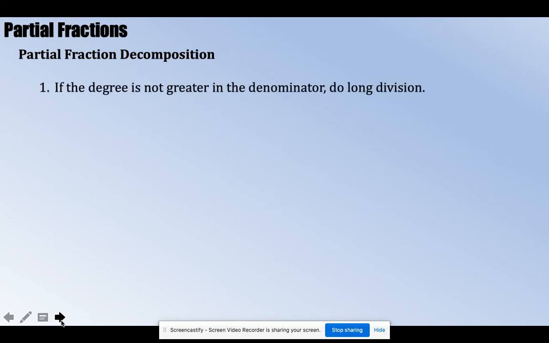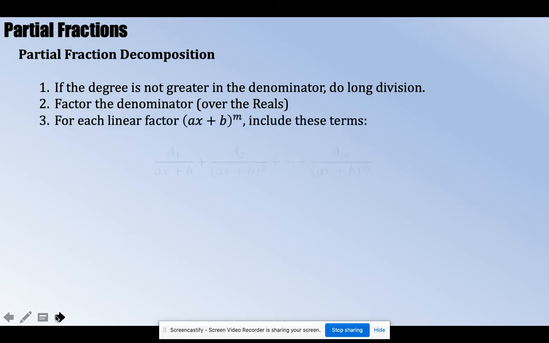So, some notes. You hope you don't have to do the first step. If you have a rational expression and the degree in the numerator is higher than the degree of the denominator, you've got to divide to make it not so. Then you need to factor the denominator over the reals. We are not in the set of non-real numbers anymore.